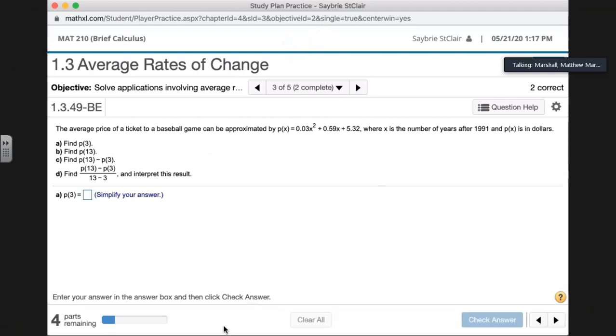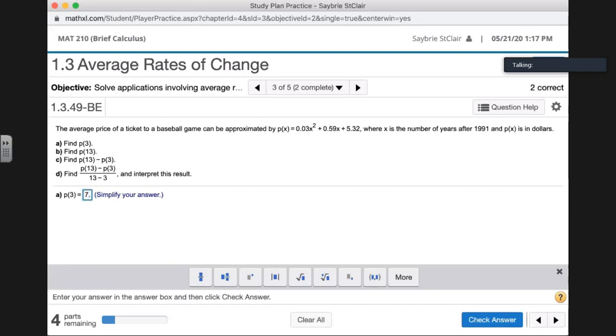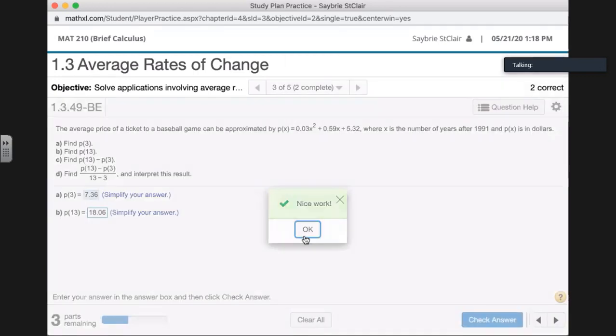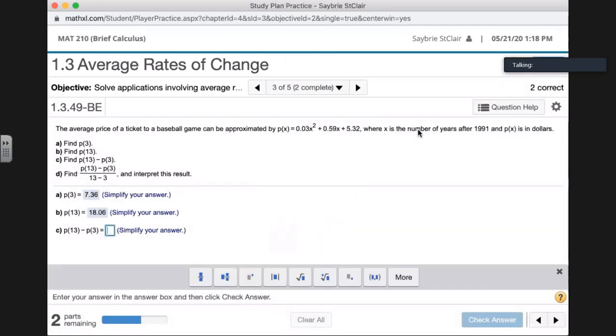So P of 3 was what, 7.36? P of 13 was 18.06. I think that was 18. Yeah, 18.06. And the last one was 10.7.